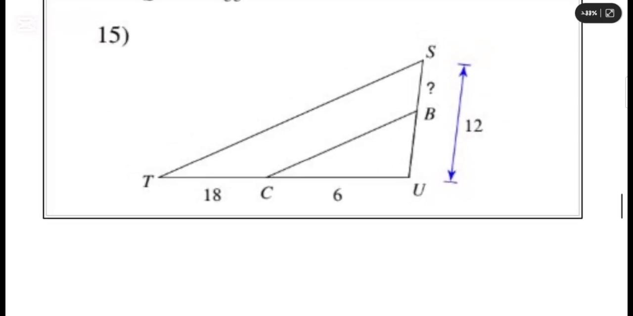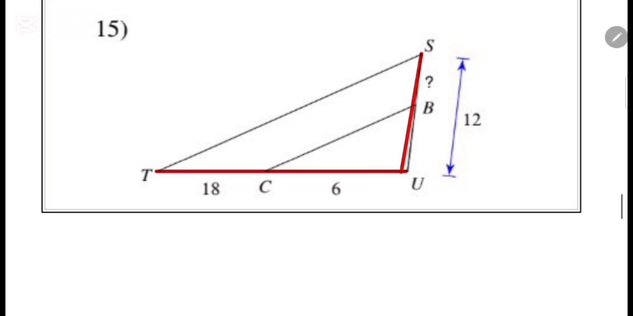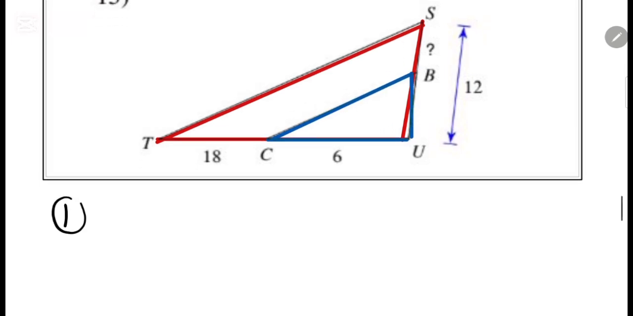Okay, so first of all, let's identify the similar triangles. It's going to be SUT here and UBC. There you go. Okay, so similar triangles again. Let me just repeat this real quick.